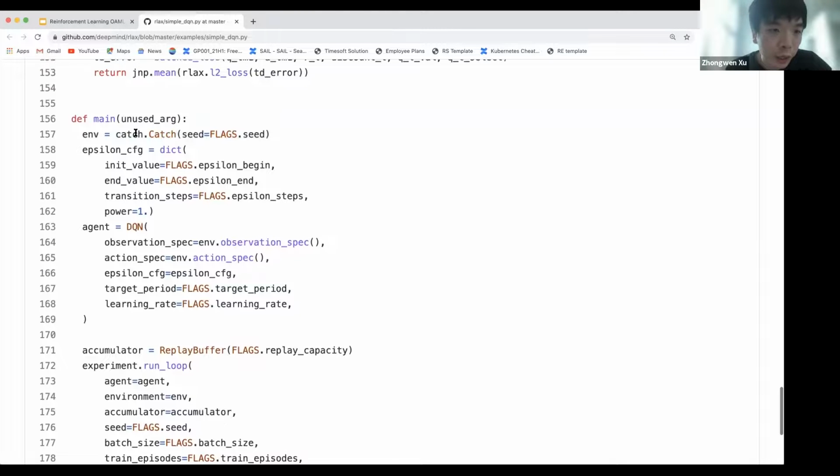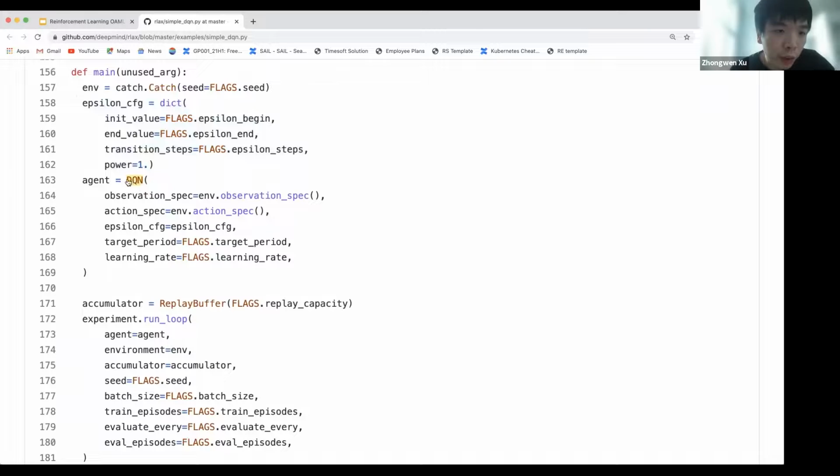Catch. You can check it out in the GitLab, clicking the import link. And then it specifies some config. So for example, here, it specifies the epsilon, how the epsilon changes along the training. It does not really matter. I think it's a very technical detail.